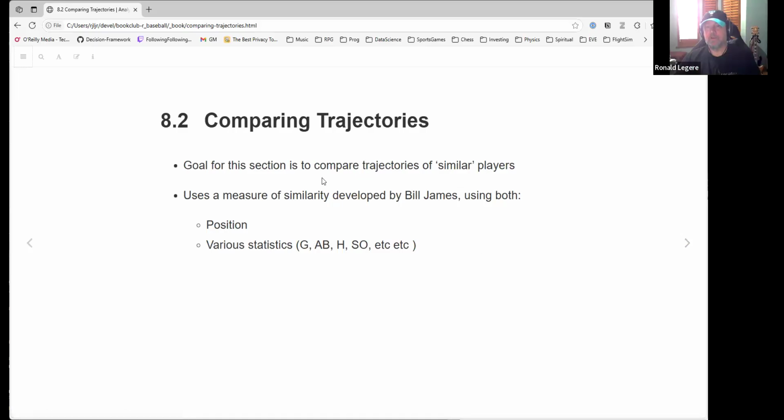So this next section, we're going to look at comparing trajectories of what he calls similar players. Players are certainly similar if they're in the same position, but it'd be useful to look at how similar the trajectories are of players that not only have the same position, but have other characteristics in common. Bill James developed this measure of similarity that the book talks about, using position as a big one, but also other things like how many games played, how many at-bats, hits, all those different statistics. So if they have very similar statistics in every other way, how well do their trajectories compare?